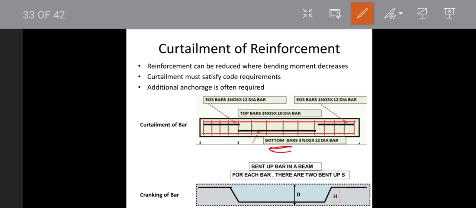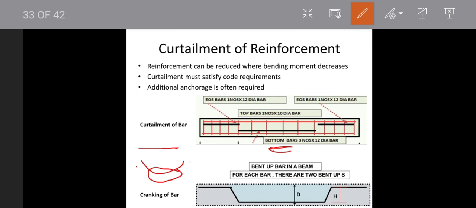If you are considering a beam like this, and it is undergoing bending like this, then this particular zone only will have the higher tensile load, and the remaining zones will have the lower tensile load. So in order to make economical use of the reinforcement, we will go for either curtailment or cranking. Curtailment means we will cut the bar and use it somewhere else, and cranking means we will bend the bar and use it somewhere else.